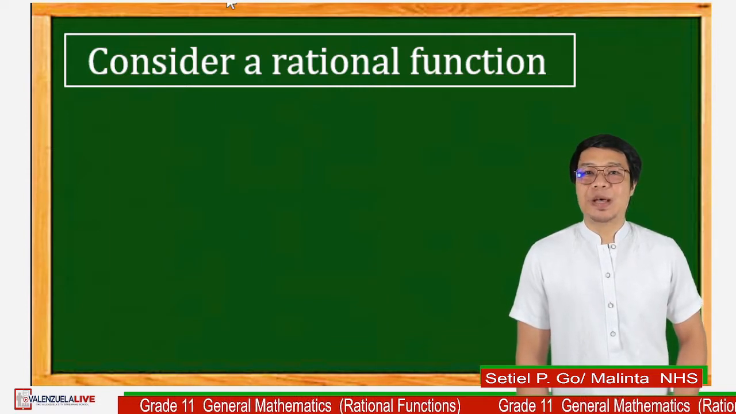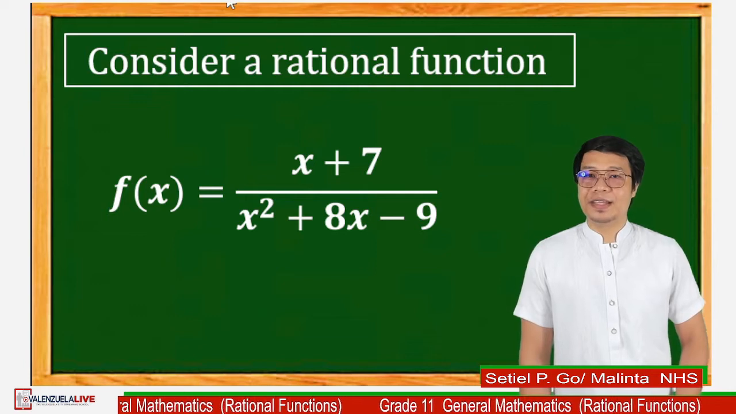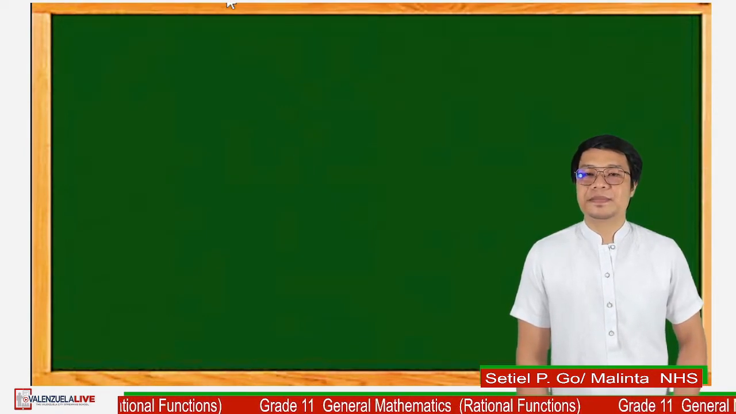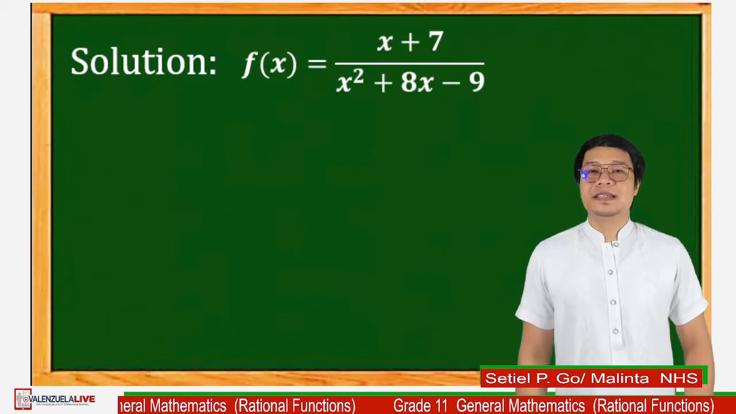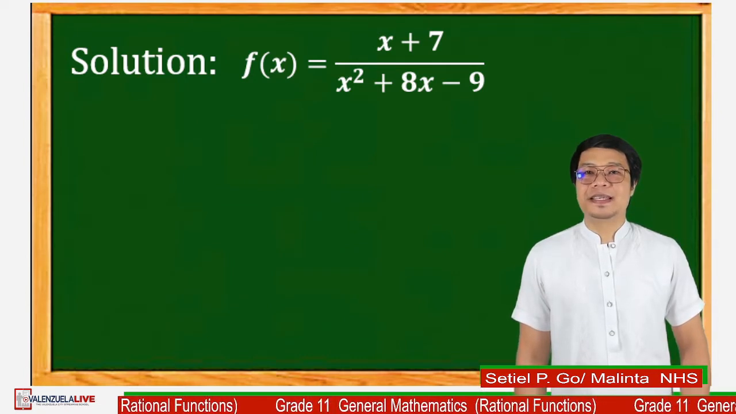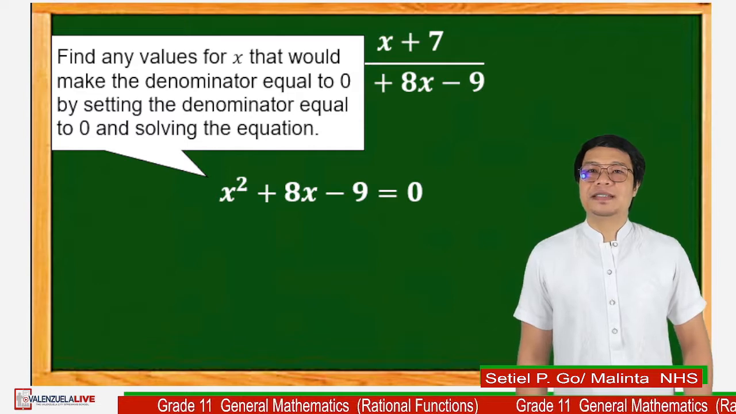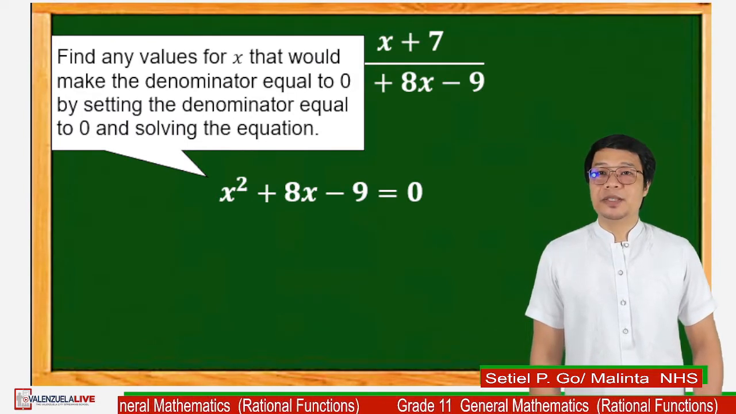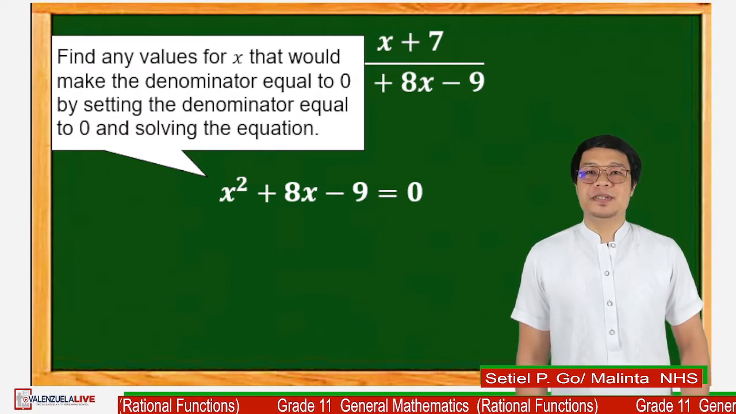Let's have another example. f of x is equal to (x plus 7) over (x squared plus 8x minus 9). Let's have the solution. We need to find any value of x that would make the denominator equal to 0 by setting the denominator, which is x squared plus 8x minus 9, equal to 0.